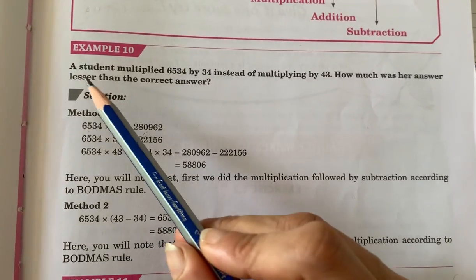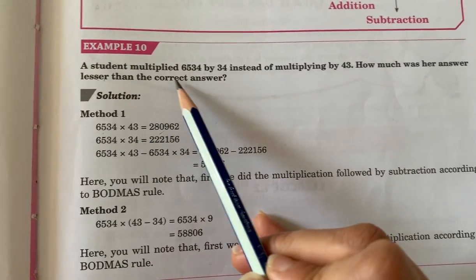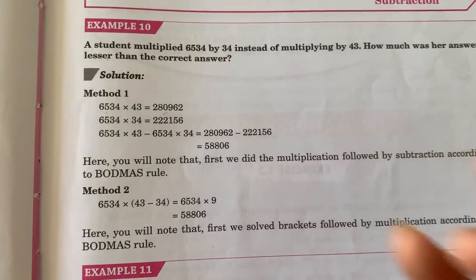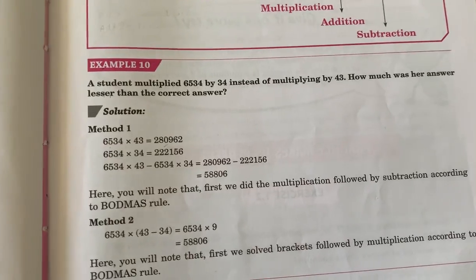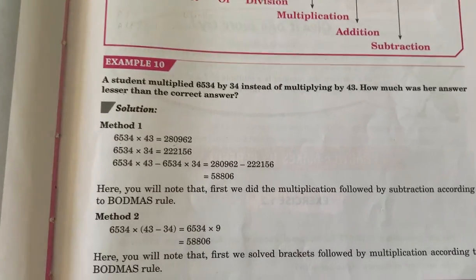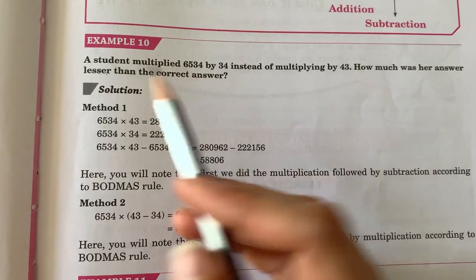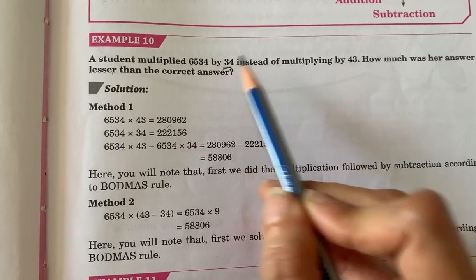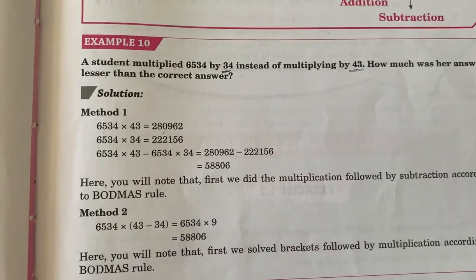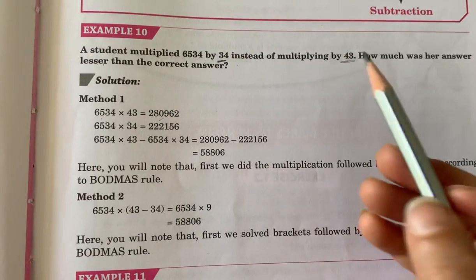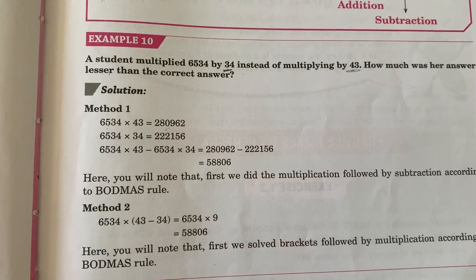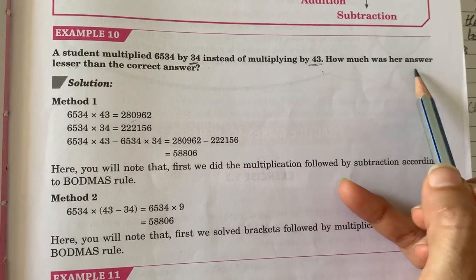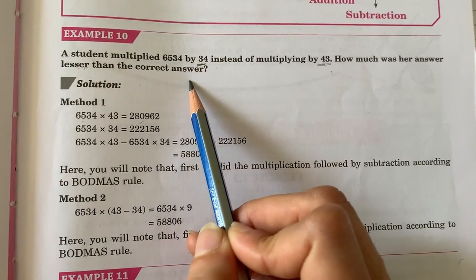Your example 10, a student multiplied 6534 by 34 instead of multiplying it by 43. Okay, now here sometimes you must have observed in our class also, we sometimes interchange the numbers and we multiply or divide or add because of some error. So how much was her answer lesser than the correct answer?